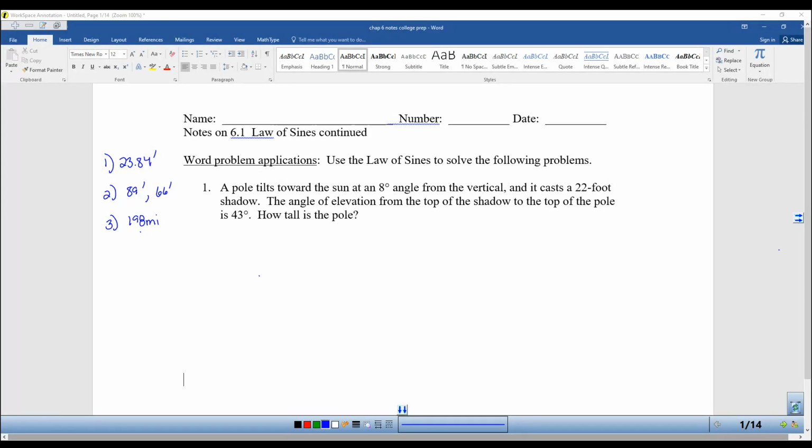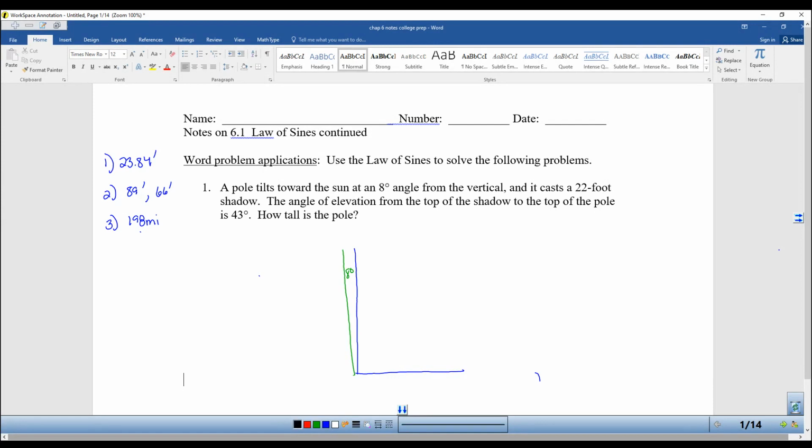So the first one says a pole tilts towards the sun at an 8-degree angle from the vertical. So from the vertical means 90 degrees. So this is what a pole is supposed to be doing. Apparently this pole is tilting a little bit. Kind of hard to draw exactly 8 degrees, but it's a very small tilt. And it casts a 22-foot shadow.